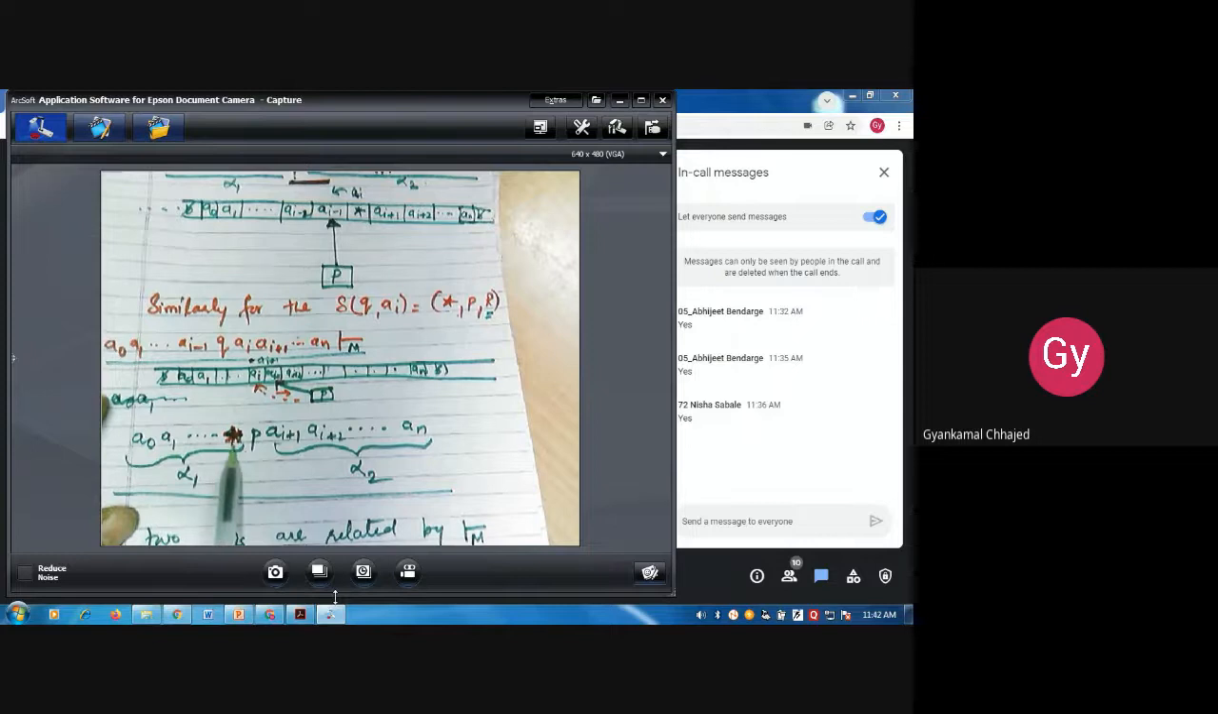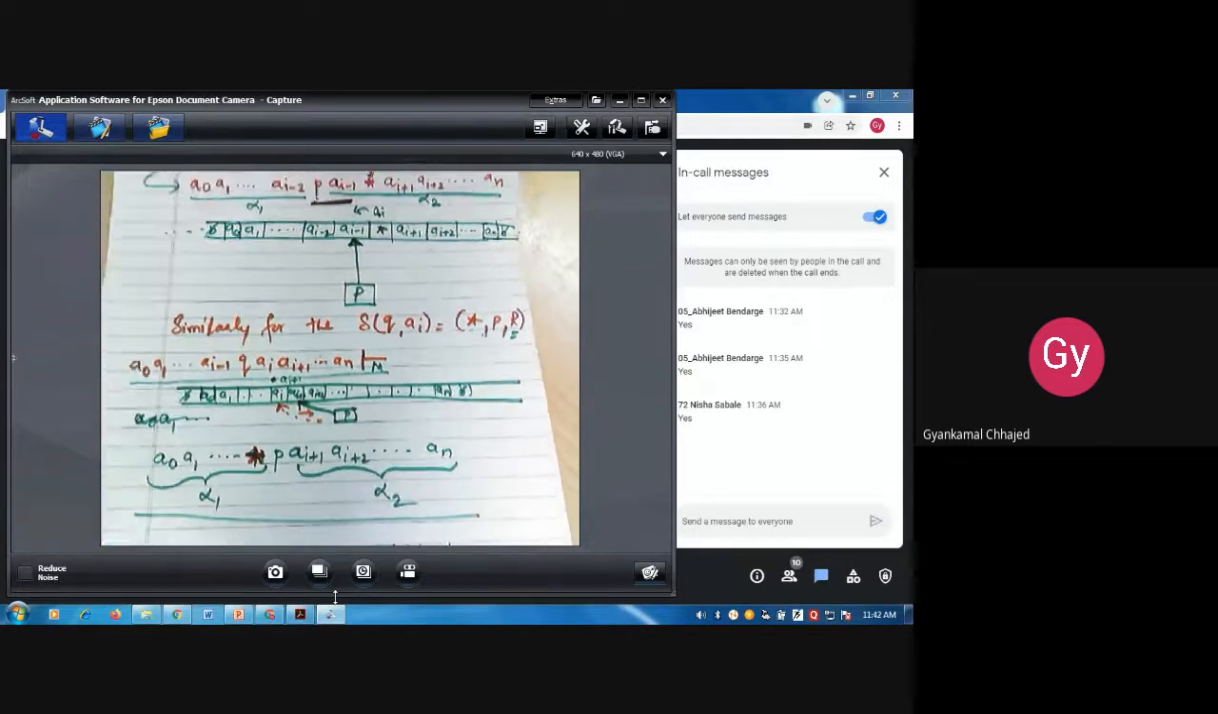A0 to AI. Since it has moved towards right, before it you have to mention the state information, and this will be your alpha 2. So I hope how to represent IDs for the Turing machine is clear to you.